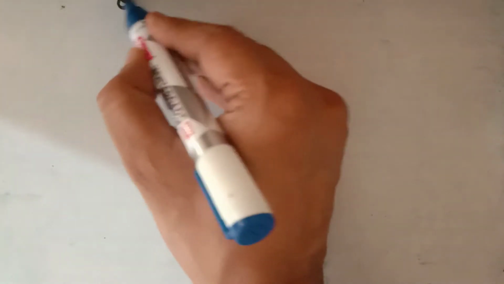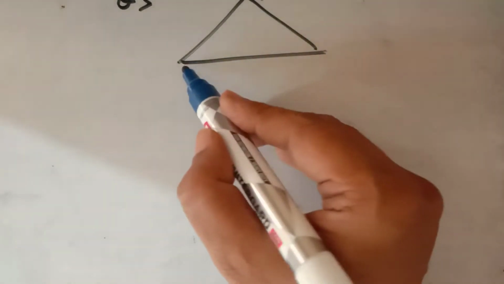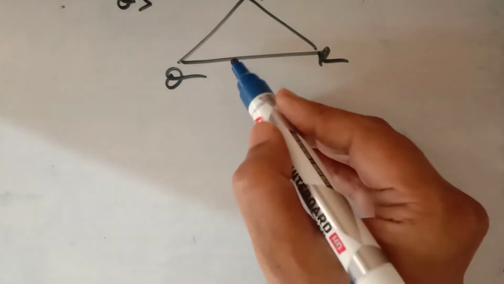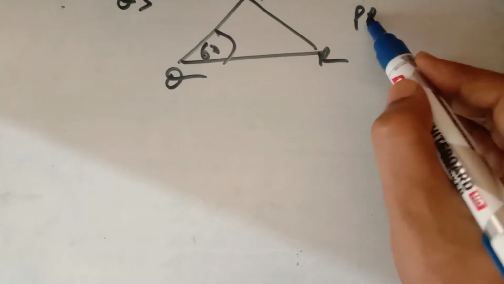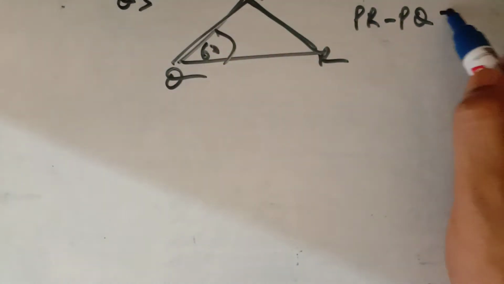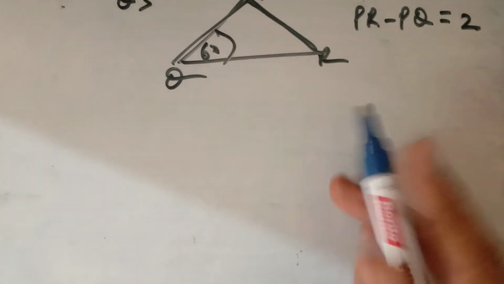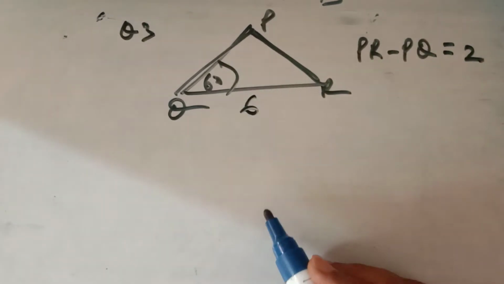In question number 3, it is given that you have to draw a triangle PQR in which the angle Q is 60 degrees and the difference between PR and PQ is given. Means PR is greater than PQ by how much? It is equal to 2. In this, QR is given as 6. So how do you have to draw it?